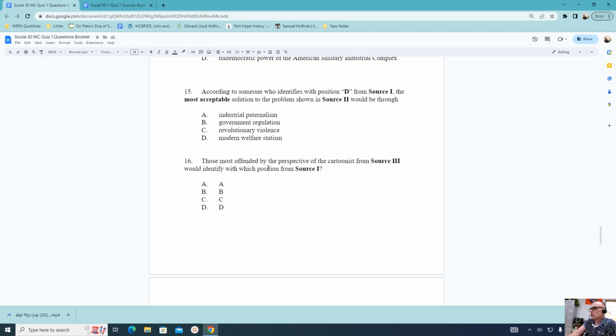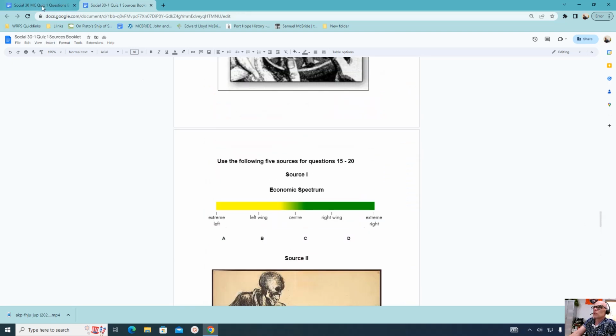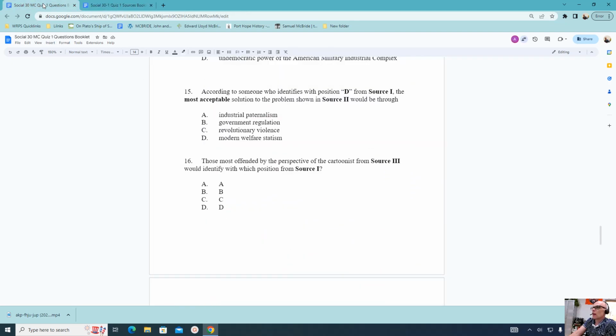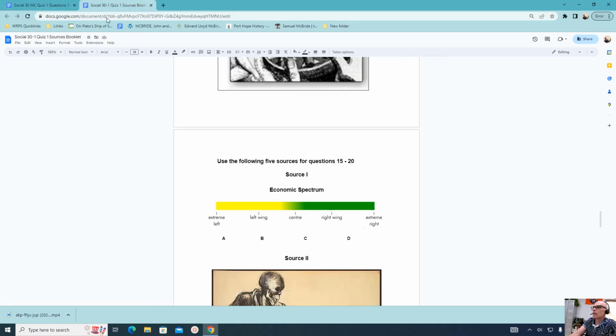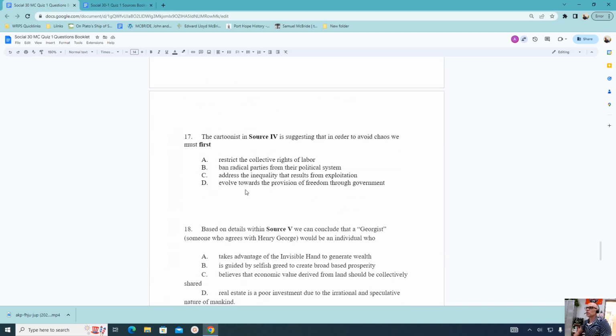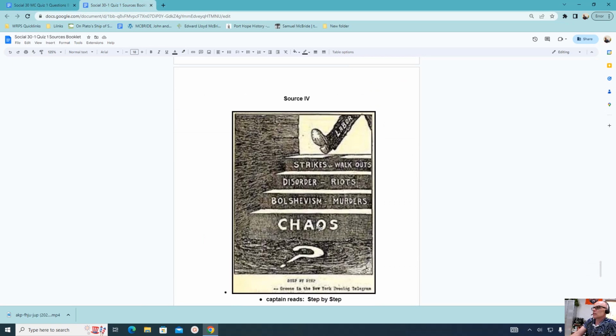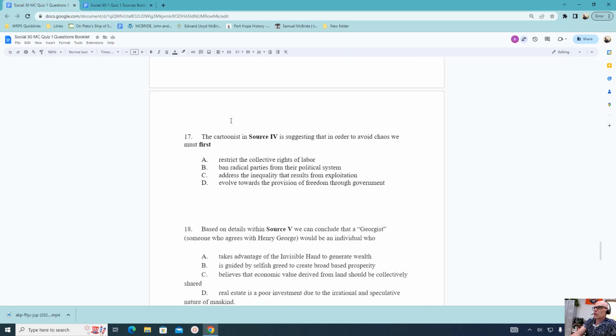Those most offended by the perspective of the cartoonist from 3 would identify with which position from 1. So this one's anti-capitalist, saying the party boss is corrupt. So those most offended by the perspective would identify with which position from 1. That would be capitalist again, because it's criticizing capitalism. The cartoonist in 4 is suggesting that in order to avoid chaos, we must first do something. What's the first step of chaos? Allowing labor to take these steps down? Well, we have to stop labor. We have to get rid of unions. So we have to restrict the collective rights of labor.